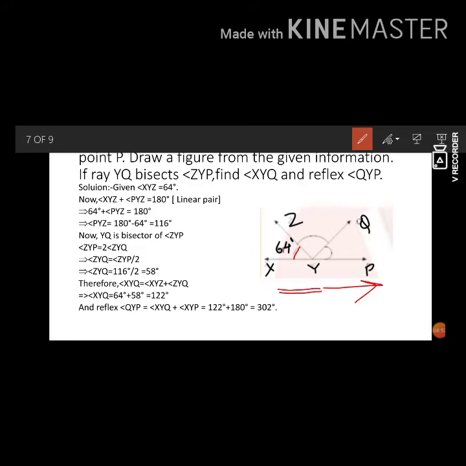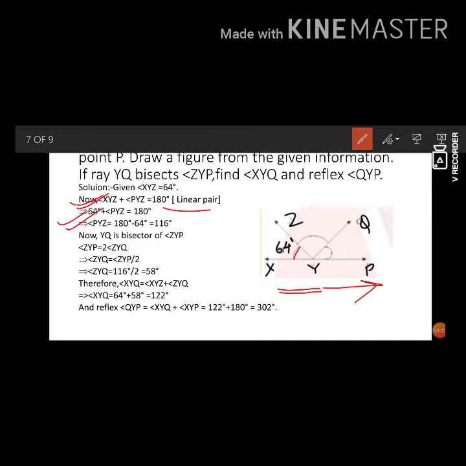Now at the point Y, we can say that the line is a straight line. So angle XYZ plus angle PYZ is equal to 180 degrees, as at point Y the line XP is a straight line. So the angle sum will be 180 degrees. Substituting the value of XYZ and making PYZ the subject, we get 180 degrees minus 64 degrees, that is 116 degrees.